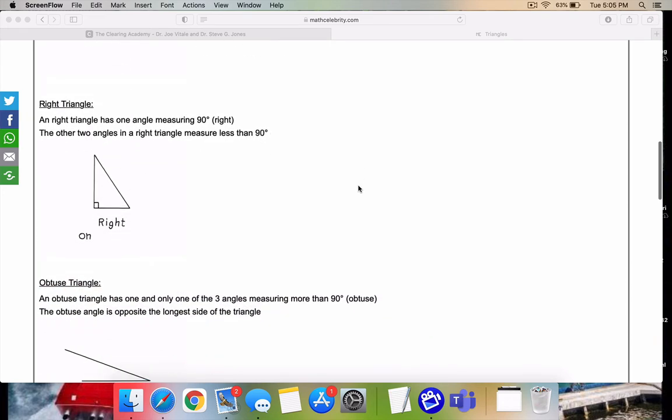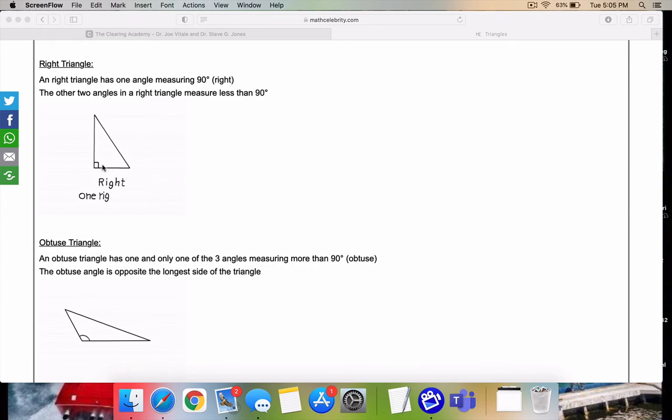Next, we've got a right triangle. Now, a right triangle, as you can see here, has 1 angle that's a right angle, and the other 2 angles both measure less than 90 degrees. So we draw our triangle, here's our right angle, and then these 2 angles are less than 90 degrees.